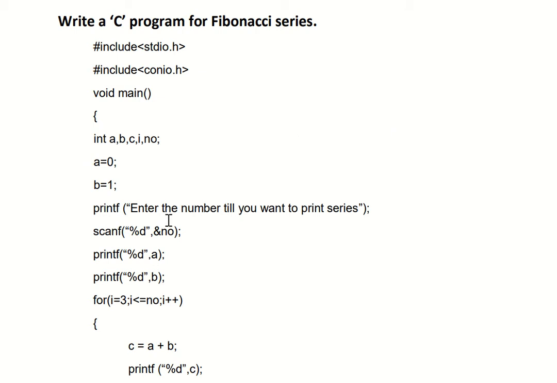Now here we are writing one printf statement, that is nothing but enter the number till you want to print series. Means exactly you want first three numbers, first five numbers, first seven numbers, first 10 numbers of Fibonacci series, what exactly you want. So here you have to enter. For example, if I enter 8, what is the meaning of 8? 8 means I want first 8 numbers of Fibonacci series. It is not like 1 2 3 4 5 6 7 8. No, it is not like that. I want first 8 numbers of Fibonacci series.